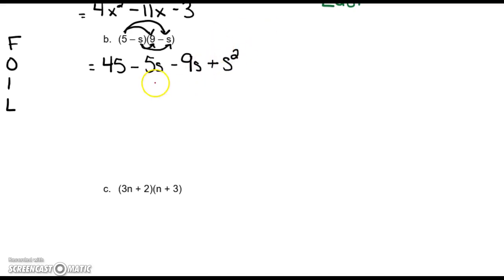Then we can combine our two like terms. We have negative 5s and negative 9s. Bring down your 45. We haven't done anything with that. Then we combine negative 5s minus 9s to give us negative 14s, and then bring down our positive s squared because we haven't done anything with it. As soon as you've combined all your like terms, you're all done that question, and we can move on to letter C.